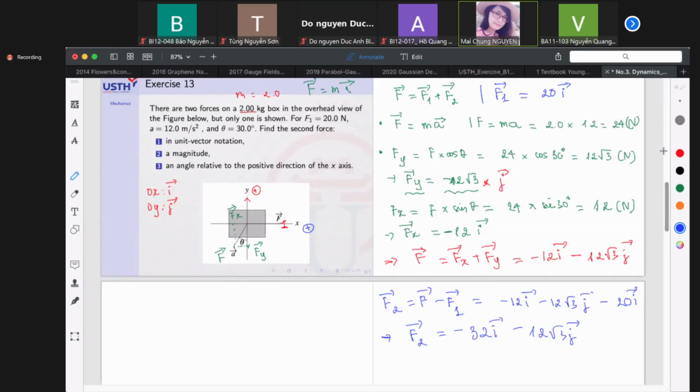So now move to question number 2 and 3. Who could do question number 2 and number 3? Question number 2 requires us to show the magnitude of the second force. We already know the formula and the unit vector of the second force. Now we apply the formula to show the magnitude. Is that all for question 2, right? So who wants to try question number 2, please?